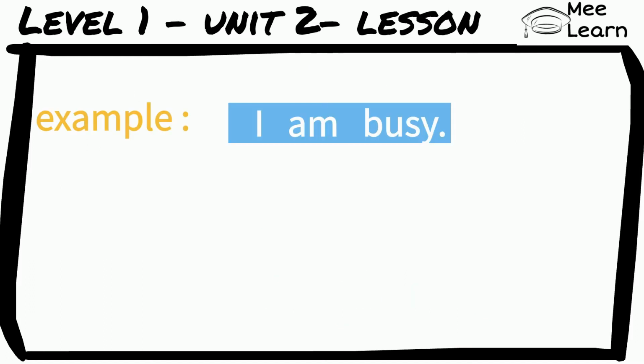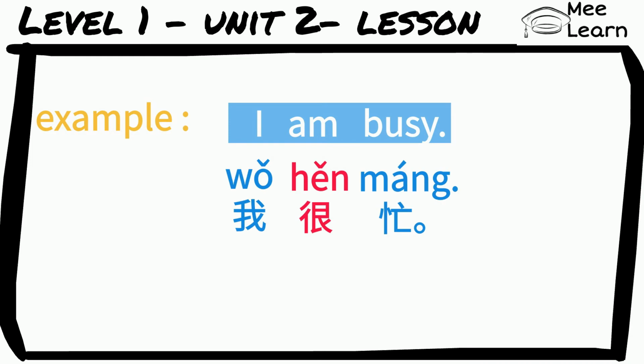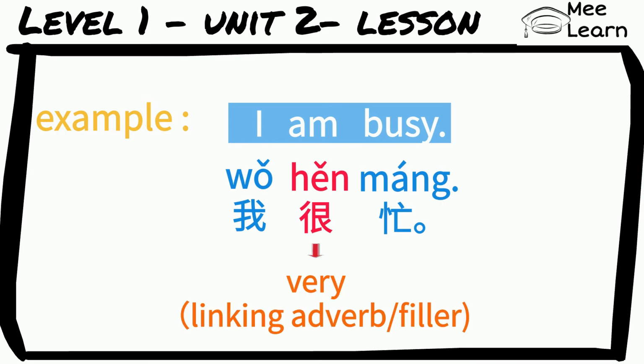So in this example, I'm busy, 我很忙。很 is literally translated as very, but here it is more of a linking adverb or a filler to fill in the position in between the noun and the adjective. It doesn't sound as strong as the literal meaning of very. We will have a different lesson explaining the difference between the literal meaning and the linking adverb.